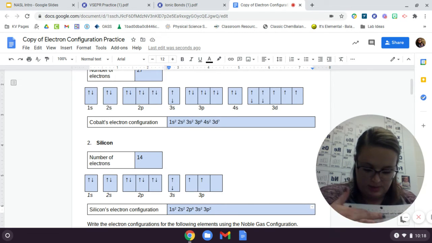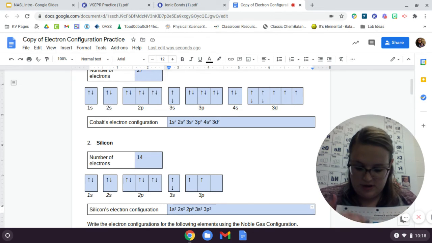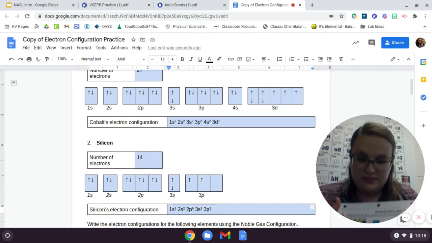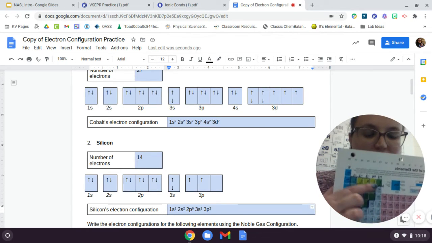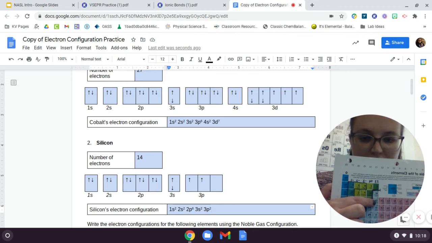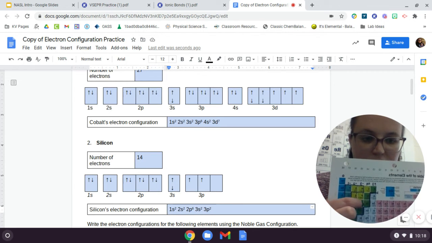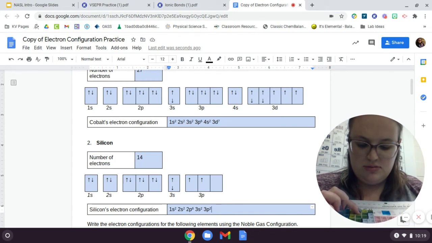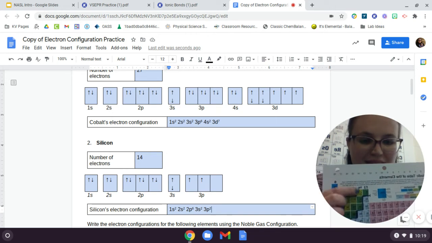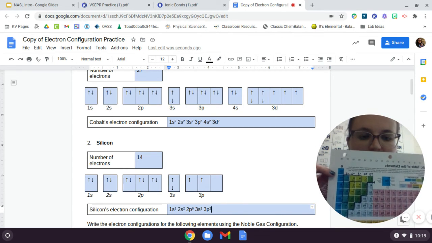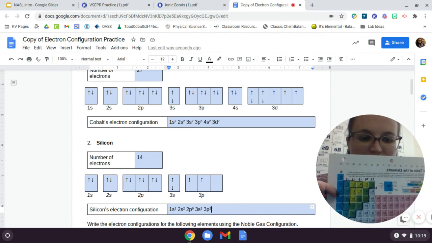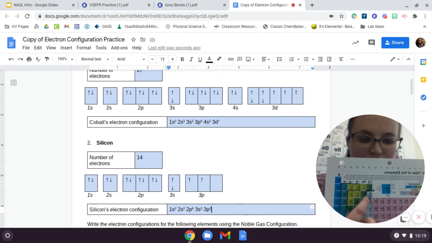I can also go, okay, the p block is this one. 3p would be the third row. Sorry, I'm reversing what I said. This is the p block, third row is 1, 2, 3, and then I go over 2: 1, 2. This is silicon.